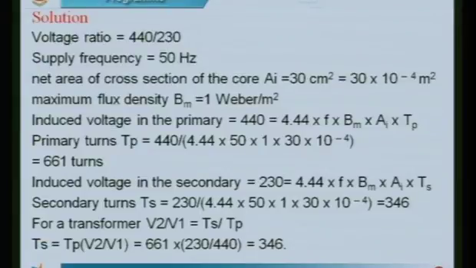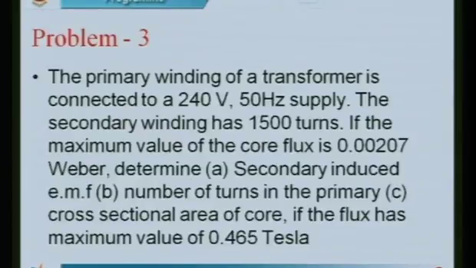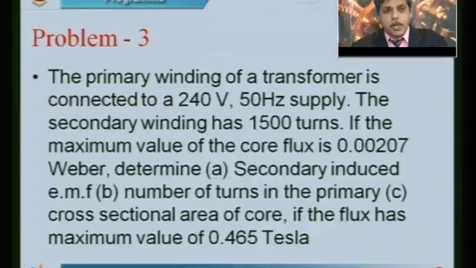Okay. The solution is provided here. So, you can go through the solution. Similarly, this is another problem where the primary winding of a transformer is connected to a 240 volts 50 hertz supply. So, because the primary is connected to 240 volts, the voltage on the primary is 240. The secondary winding has 1500 turns. If the maximum value of the core flux is 0.00207 Weber, determine the secondary induced EMF, the number of turns in the primary and the cross sectional area of the core if the flux has maximum value of 0.465 Tesla.